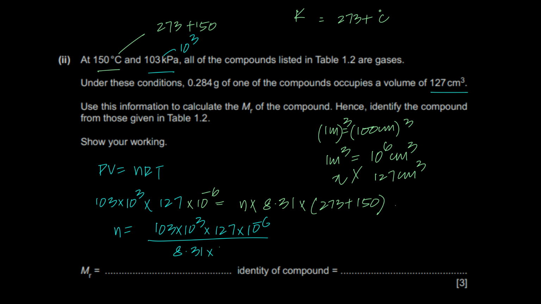What does that give me? That gives me 423. And after you get the moles, you don't need the moles. So remember, you need the MR. You don't need the moles. You're given the mass right here. Right? So after you figure out the moles, what are the moles that we get?